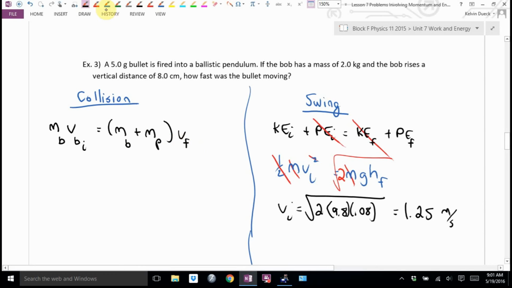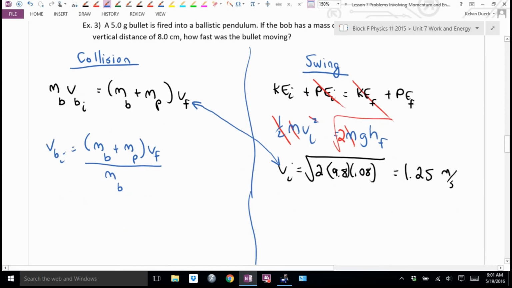Now, here's the key: V final, after the collision, is V initial during the swing. And we want to find V bullet. See it sitting there in the equation? How would I get V bullet by itself? Yes, nice. So it's going to be the mass of the bullet and the mass of the pendulum, V final, divided by the mass of the bullet. This is how it was done back in the day.